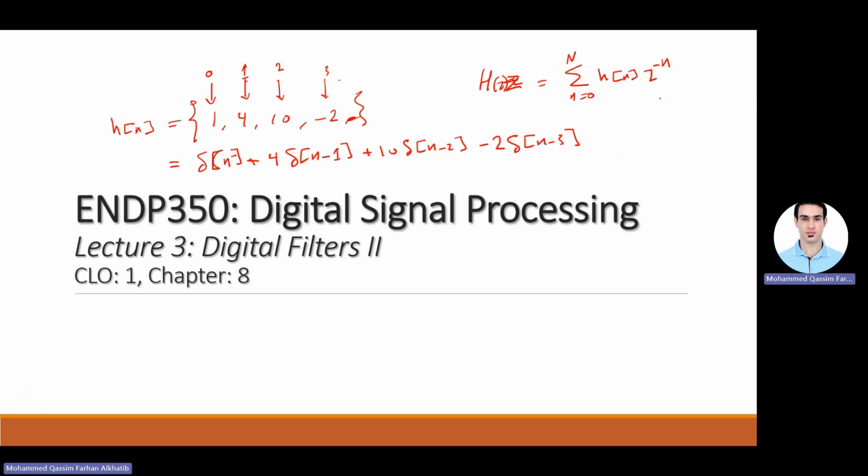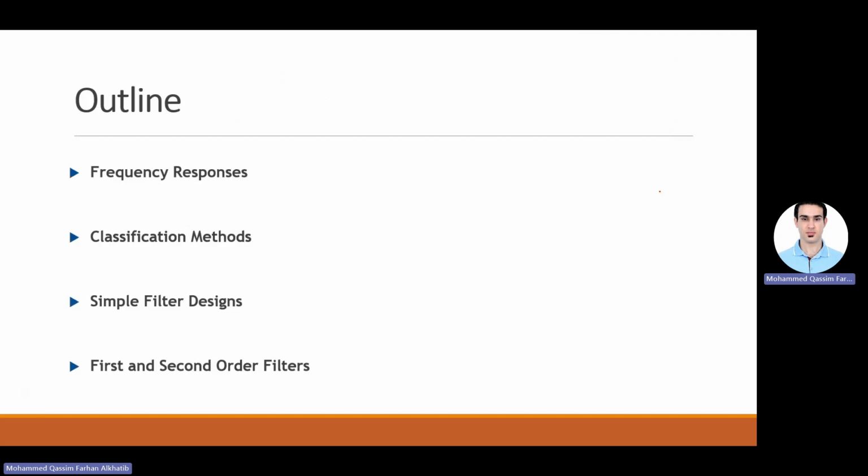So today we're going to talk about more information related to the Z transform. We want the frequency response of the filter, H of omega, and omega here is just 2 pi f over fs, and to find the magnitude and the phase for that filter. We'll also talk about classification methods in terms of frequency selection: high pass, low pass, band stop, band pass. We'll talk about some simple filter designs and some examples of first and second order.